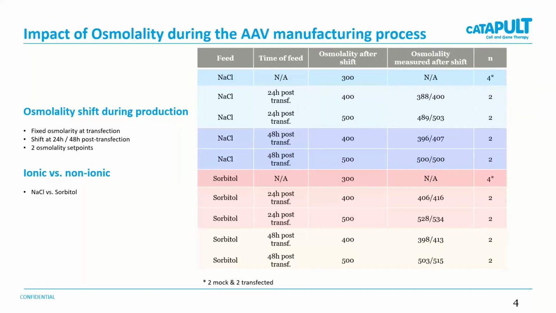You can see on the slide all the conditions we used for this experiment. Basically, we fixed osmolarity at 300 milliosmol for transfection. And we did a shift at two different time points, 24 hours post-transfection and 48 hours post-transfection. We did this shift at two different set points, 400 milliosmol and 500 milliosmol. And we did exactly the same thing with both components: sodium chloride for shifting osmolarity in an ionic way, and sorbitol to shift osmolarity in a non-ionic way.